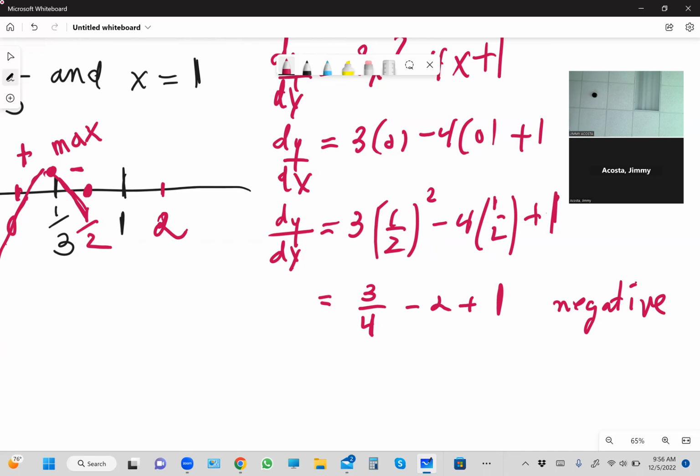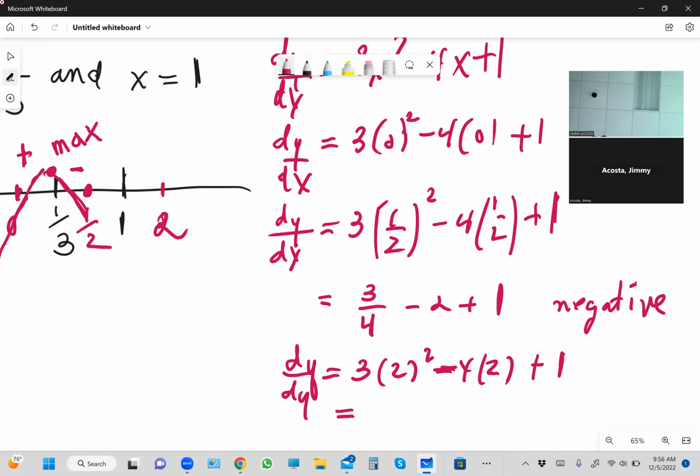And now let's go ahead and do the other side. I got a feeling it's going to be increasing now. So we have 3 times 2 squared minus 4 times 2. There's a delay, guys, and it's making me write over and over, and it's not complete. Plus 1. That's 3 times 4, that's 12, minus 8 plus 1. Clearly that's going to be positive. So now we have positive here, goes like this, and so it's going to be a minimum.